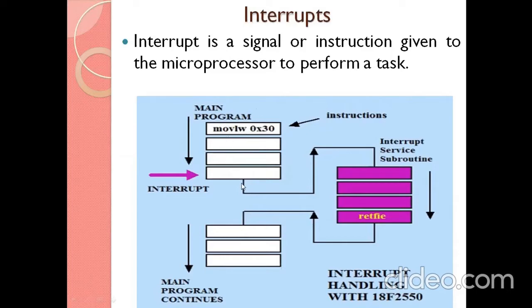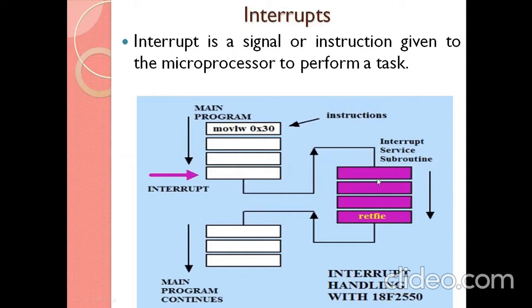So when it is executing the 4th instruction, one interrupt comes to the microprocessor. You can give some instruction as an interrupt, or an external signal. So anything we can give. Now take an external signal giving an interrupt to the microprocessor. What the microprocessor does is stop the main program and go to the interrupt program.